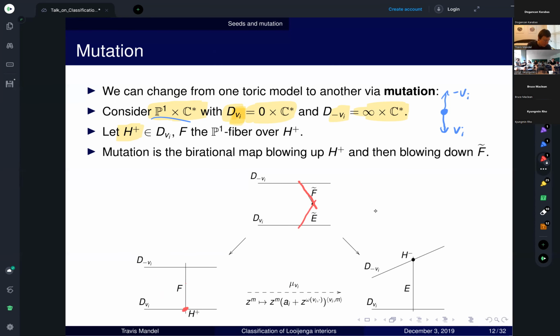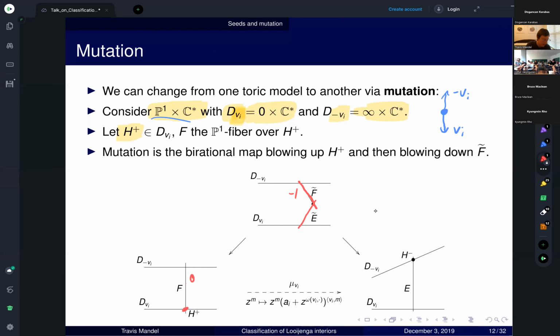And now, F before had self-intersection number 0. It was a fiber. When you blow up a point on a curve in a surface, and everything's smooth, that decreases the curve's self-intersection number by 1. So the self-intersection number was 0. Now it's -1. And a -1 curve in a surface can be blown down to a smooth point.